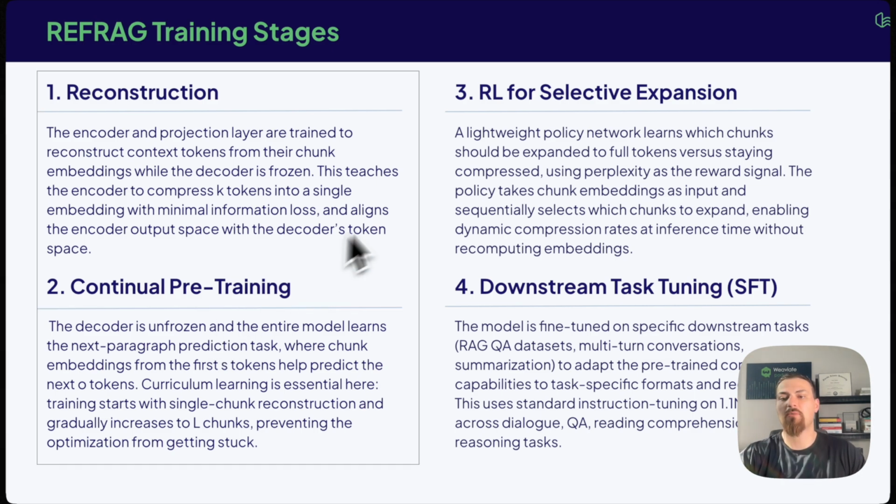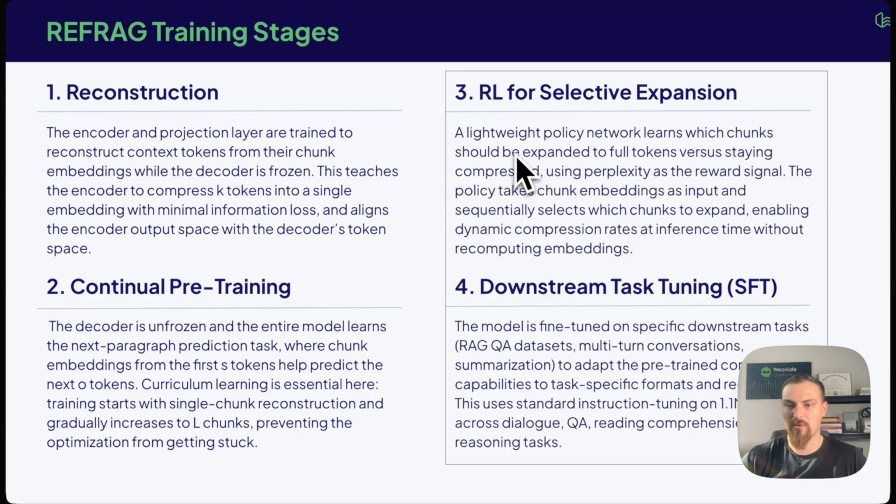So now step 3, you're bringing in reinforcement learning for selective expansion. A lightweight policy network, which we'll look at in a second, is learning which of the chunks should be expanded to full tokens versus staying compressed. It uses the negative perplexity of the decoder predicting the remainder of the sequence as the reward signal for how well it did on this discrete optimization task of predicting which tokens to expand. The policy takes the chunk embeddings as input, and then sequentially selects which chunks to expand, and that enables this dynamic compression rate. We'll see this in more detail in a second.